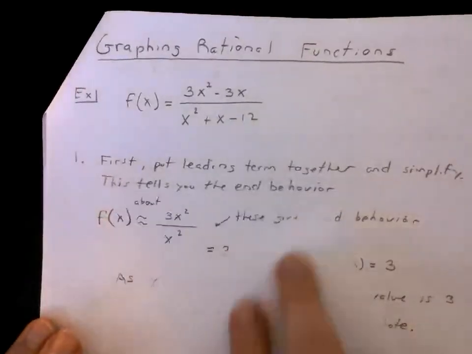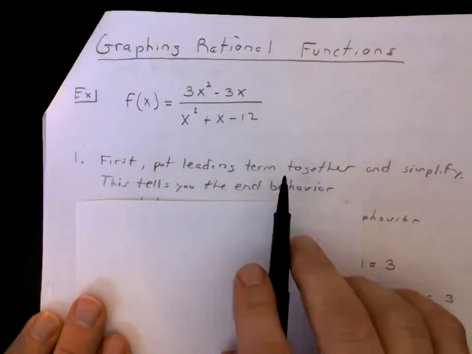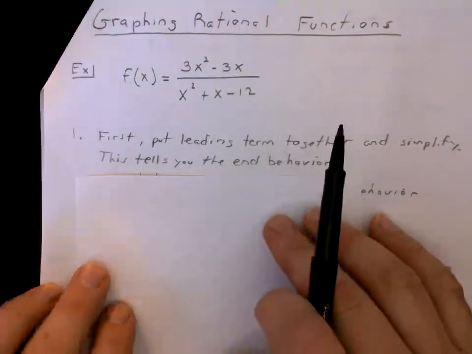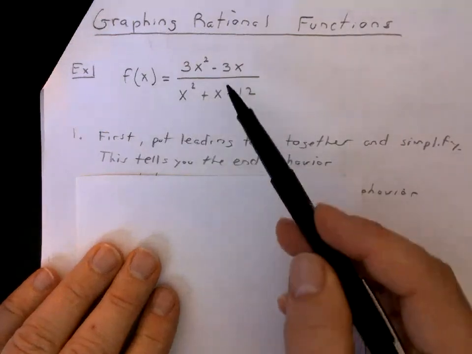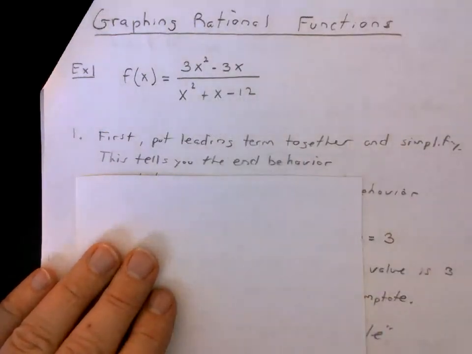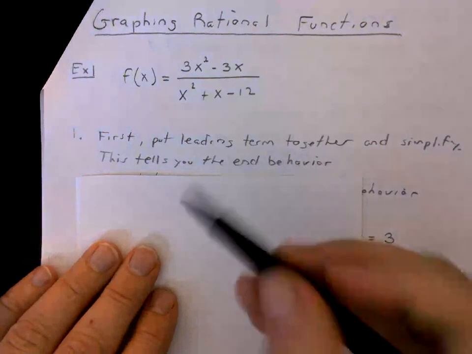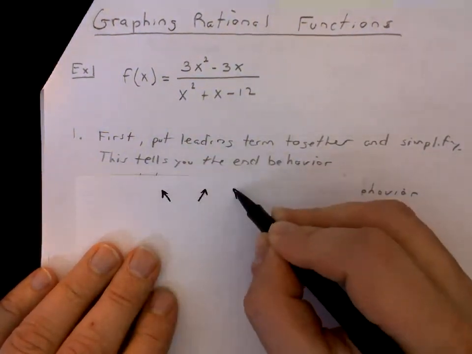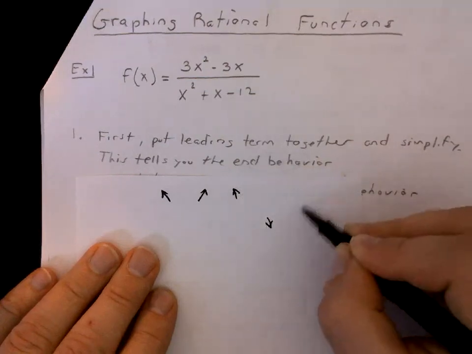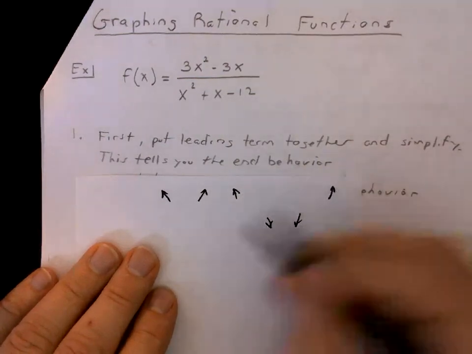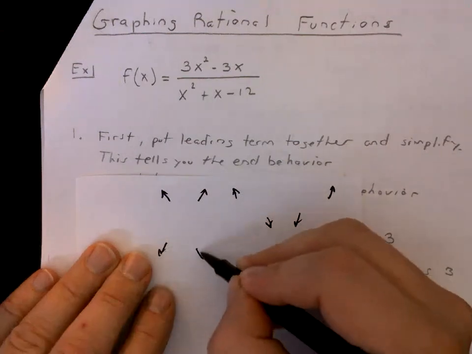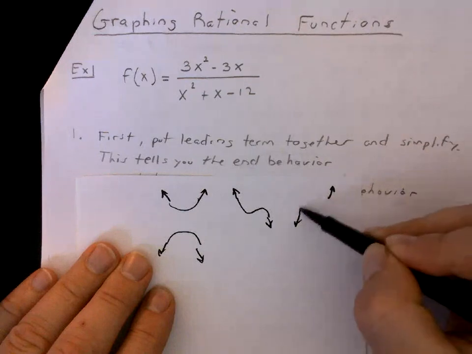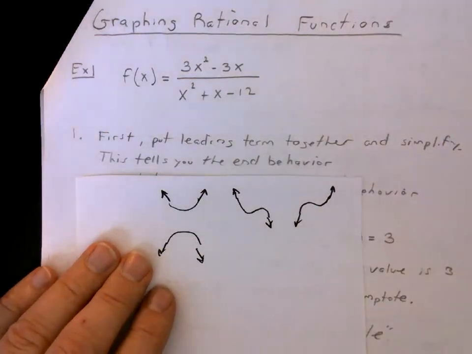So step 1, first put the stuff in order, the leading coefficients, and then simplify. This tells you what your end behavior is about. Now, we can look at this and almost tell what the end behavior is. Remember, end behavior is that you can have 2 positive, or 1 positive and 1 negative, it can also be flip-flop, or you can also have 2 down. Okay, those are our 4 end behaviors that can happen.